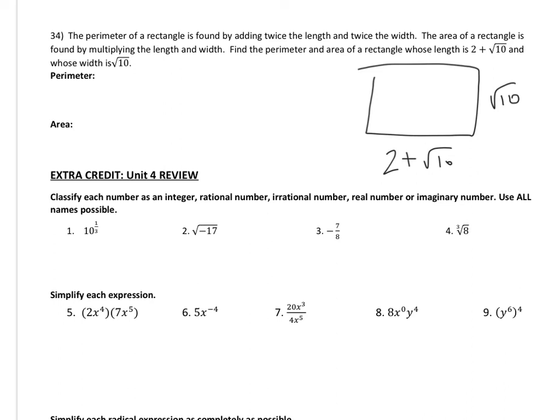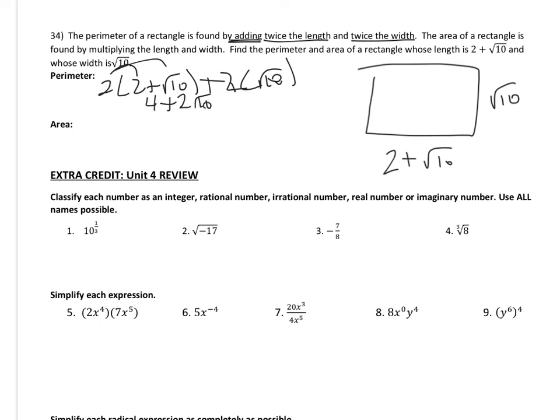Well, it tells me I need to find the perimeter by adding twice the length and twice the width. So that means I'm going to add 2 times 2 plus square root of 10, plus 2 times square root of 10. Let's simplify that right here. Distribute this 2, so I get 4 plus 2 square roots of 10 plus 2 square roots of 10. Well, 4 is not a like term with 2 square roots of 10, but 2 square roots of 10 and 2 square roots of 10, I now have 4 square roots of 10. So this simplifies to 4 plus 4 square roots of 10.